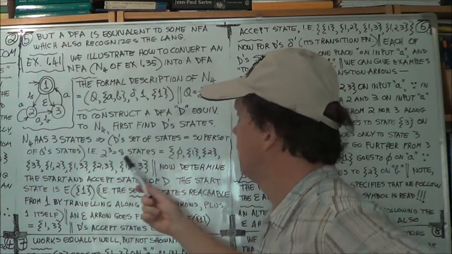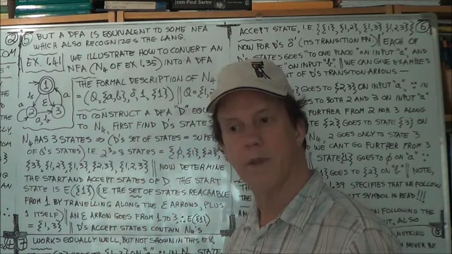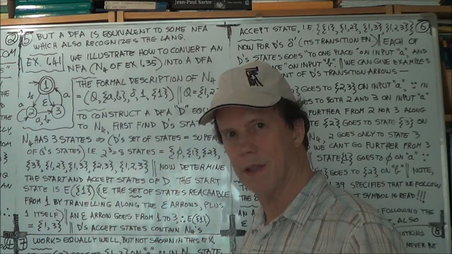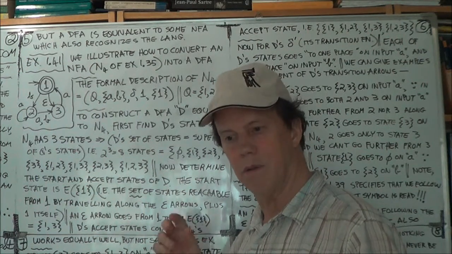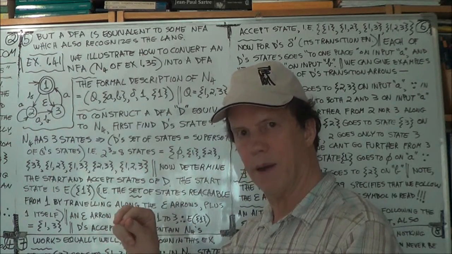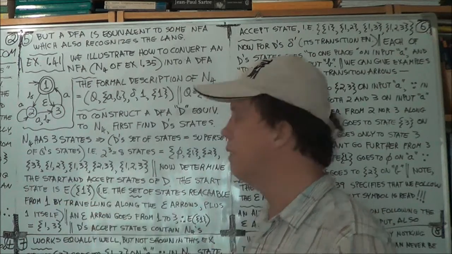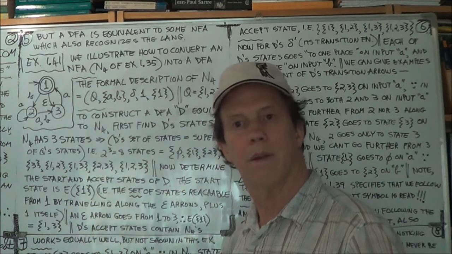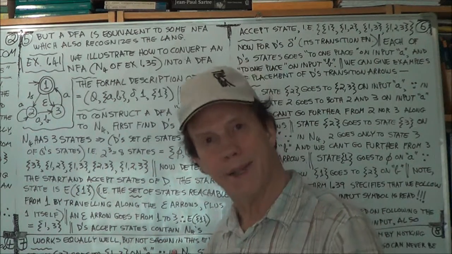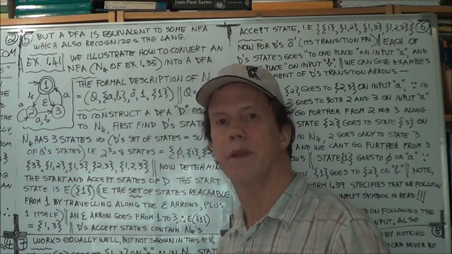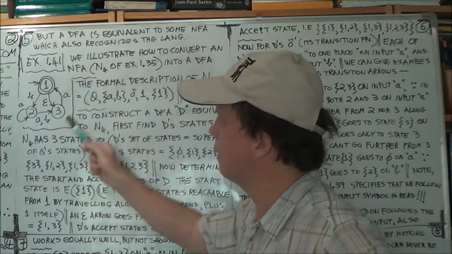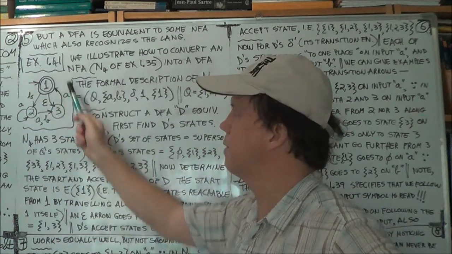Okay. And how many elements will that power set have? Well, you take the number of elements in your set Q, and that number becomes the exponent. It's 2 to the power of that number. We have 3, so the number of elements in your power set will be 2 to the 3, in other words, 8. So we'll have 8 states in our D, equivalent to this NFA here.